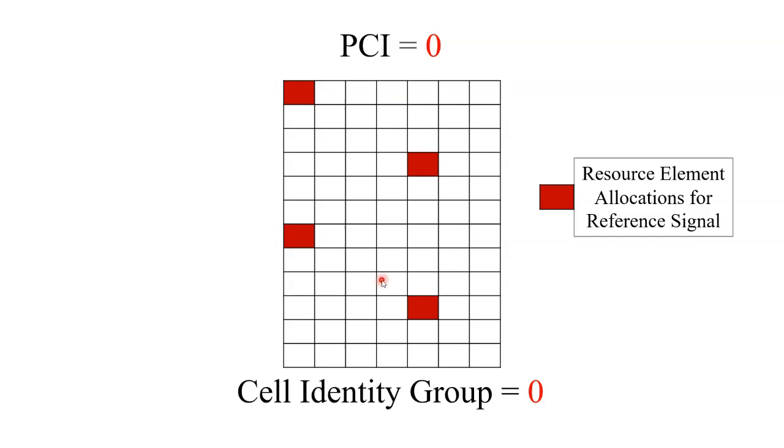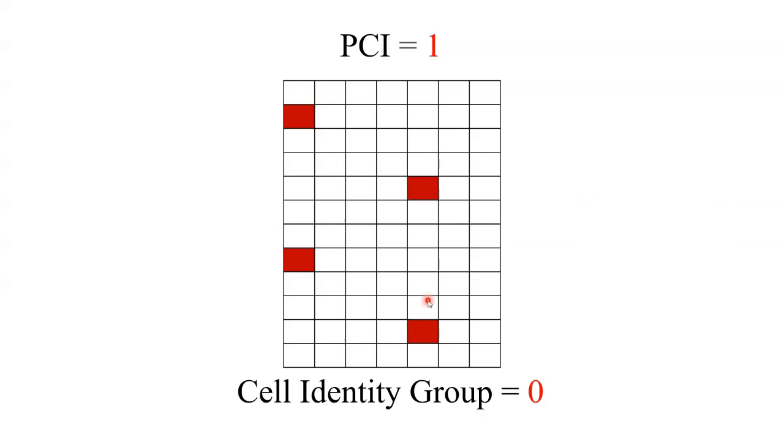This is a resource block and these red blocks are the resource elements for reference signals. This is for PCI 0, where the cell ID group is 0 and sub-cell ID is also 0. This is for PCI 1 and still the cell identity group is 0. This is for PCI 2, this is for PCI 3, and now the cell identity group is 1. This is for PCI 4, this is for PCI 5. So there are 6 unique sequences and this pattern repeats every 6 PCIs.